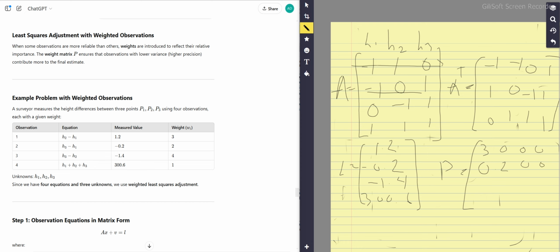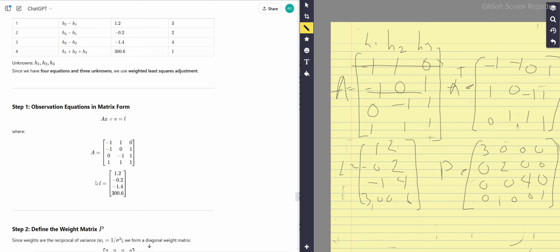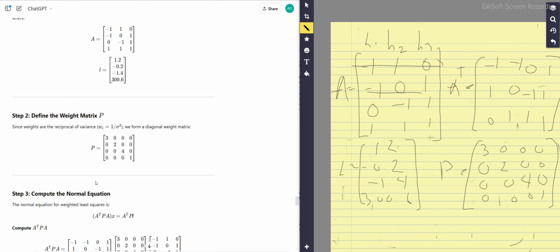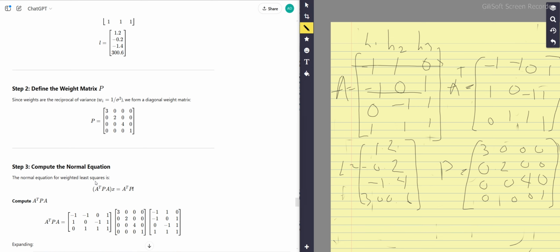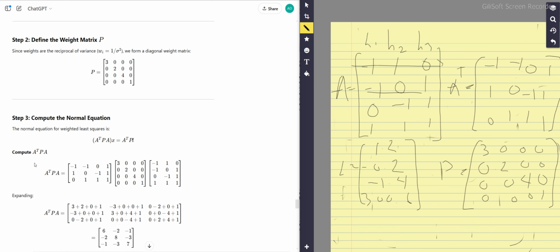Second one is for the second observation, we have 2. Every other entry is 0. Third one is 4. Every other thing is 0, and the last one is 1. So once you have this already, you are good to go. That's what we have here. All you need to do now is to start multiplying.